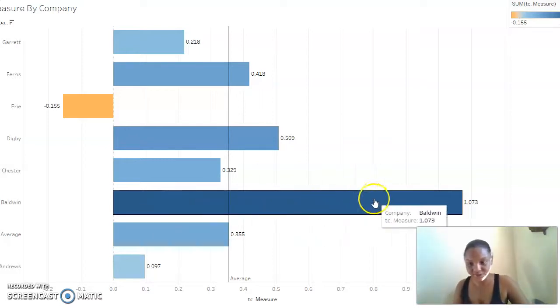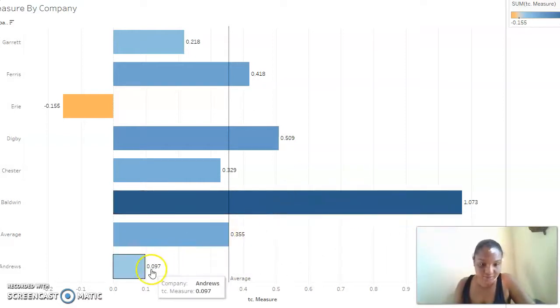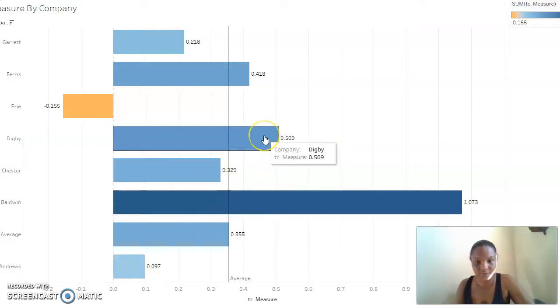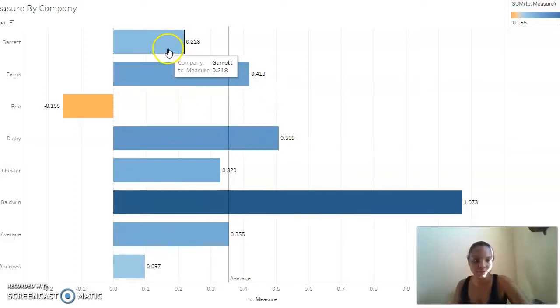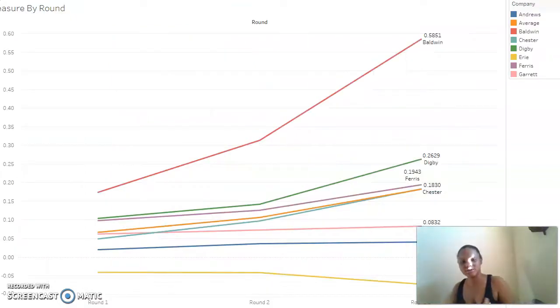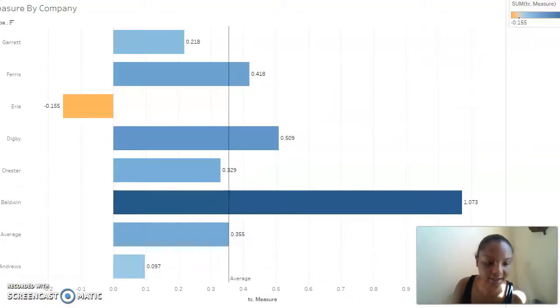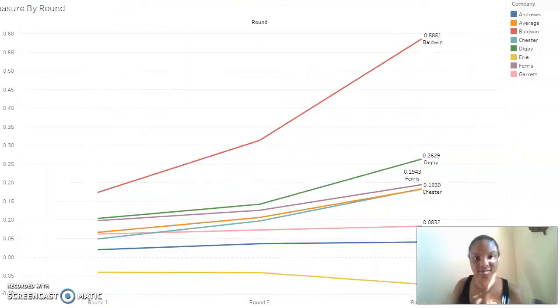Baldwin had a high TC measure of 1.073, while everybody else was like 0.097, 0.355, 0.329, 0.509, 0.418, 0.218, and over here Erie is negative 0.155. But that kind of shows you like the rounds. It kind of makes sense that Baldwin has a high number because in the rounds they're high in all three rounds, as you can see.